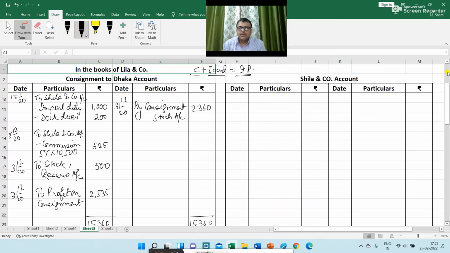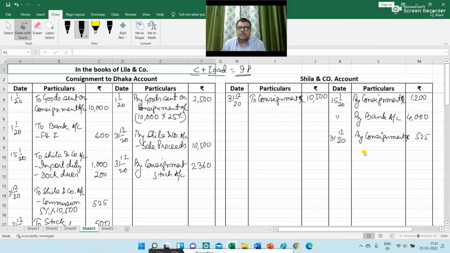Now you need to close the consignee account, and on 31st December 20 it is said that consignee has remitted the balance due through bank draft, and the amount is 4,775, which is the balancing figure. This is the balancing figure. And the debit side and credit side total is 10,500.